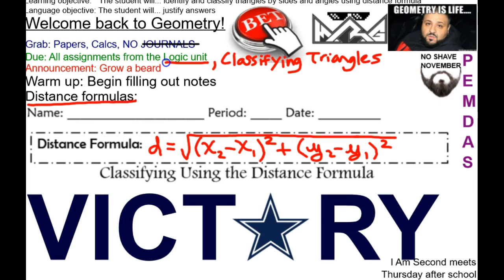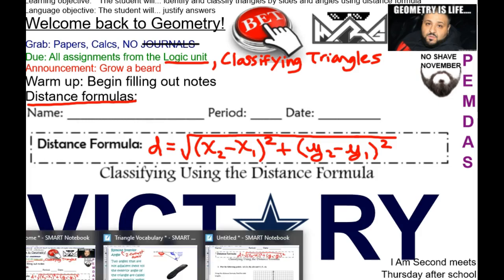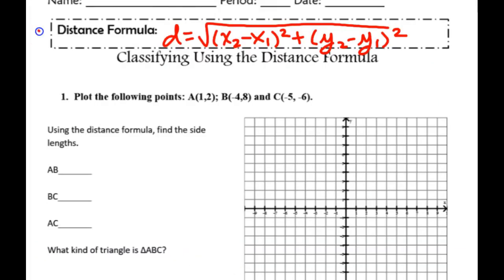And, yeah. So, looking at the notes, if you didn't get all that down, it's right here at the top, distance formula. What we're going to do is start using the distance formula to find these three sides of a triangle. So we're going to first of all plot the following points.